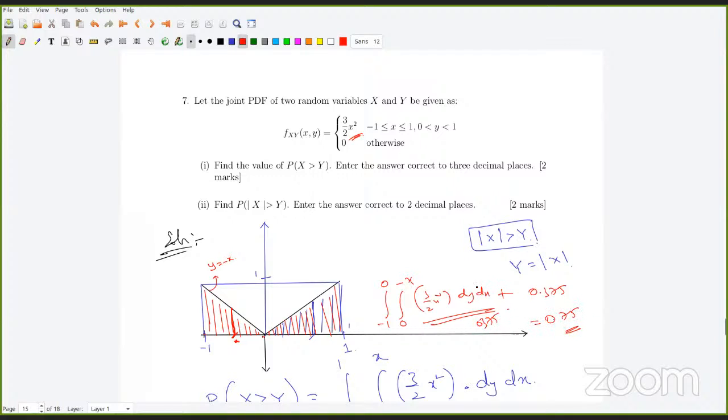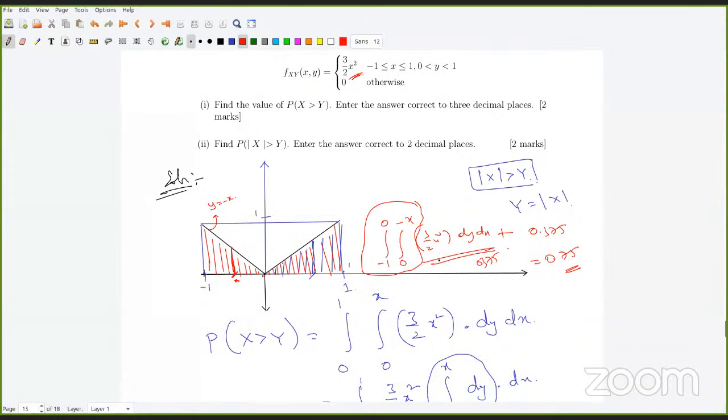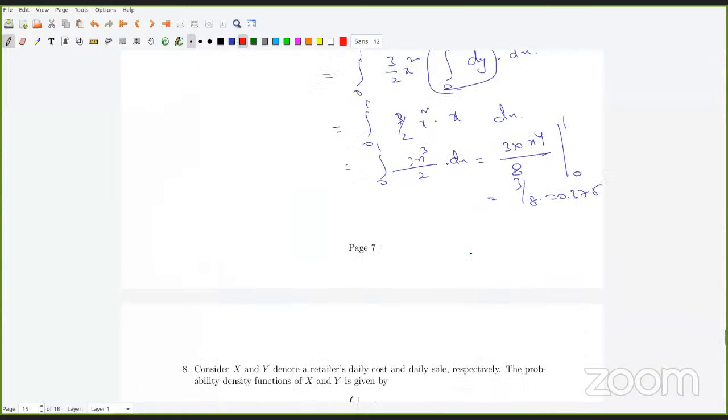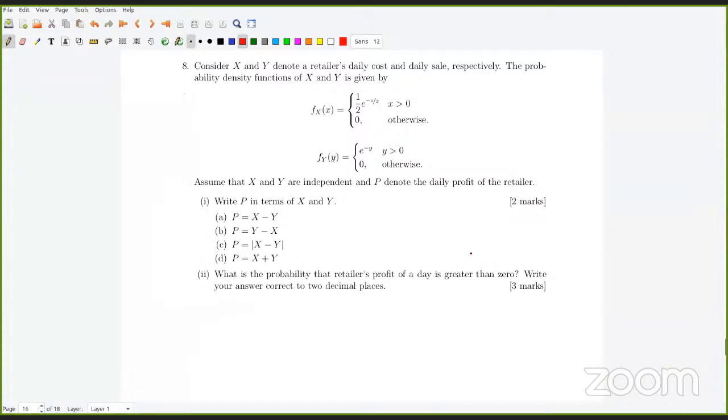Just check. These are just the computation. The hard part is getting the limits. Once you get the limits, it's actually an integration thing. Yes, you will get 0.75. Okay, now let's come to this.